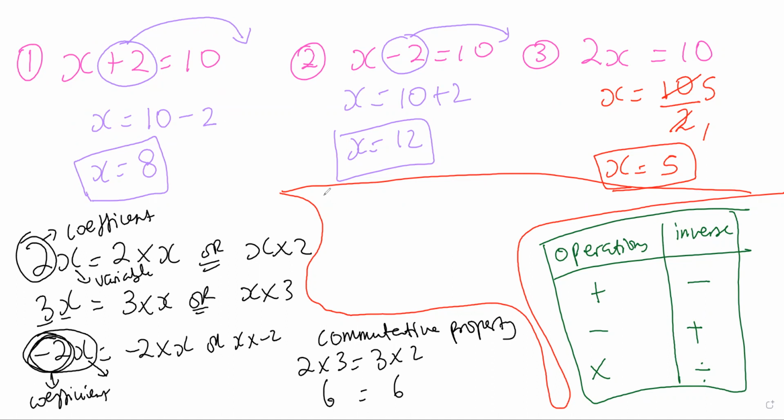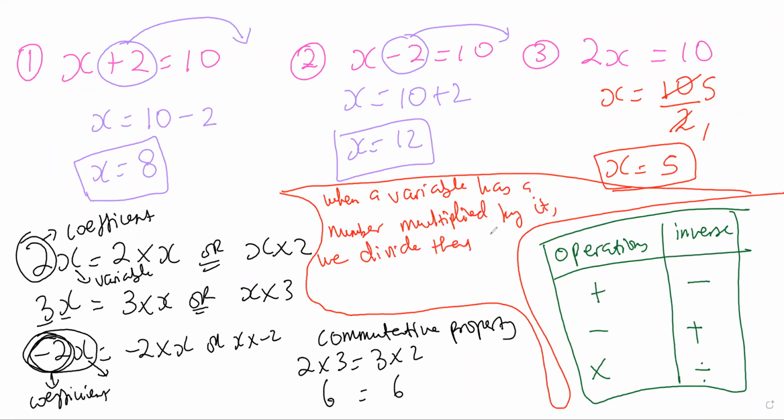To solve number 3 here: when a variable has a number multiplied by it, to solve this equation, what do we do? We divide by that number on the other side of the equation. EQN is short for equation, right?